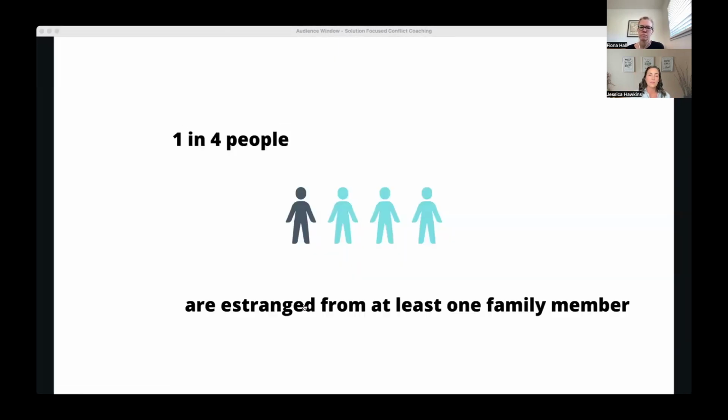And some really heartbreaking statistics: 1 in 4 people are estranged from at least one family member. So conflict coaching and mediation is very dear to my heart, because I do feel that it is just something that is so badly needed on so many levels, because the effects of not being able to have those conversations are devastating.